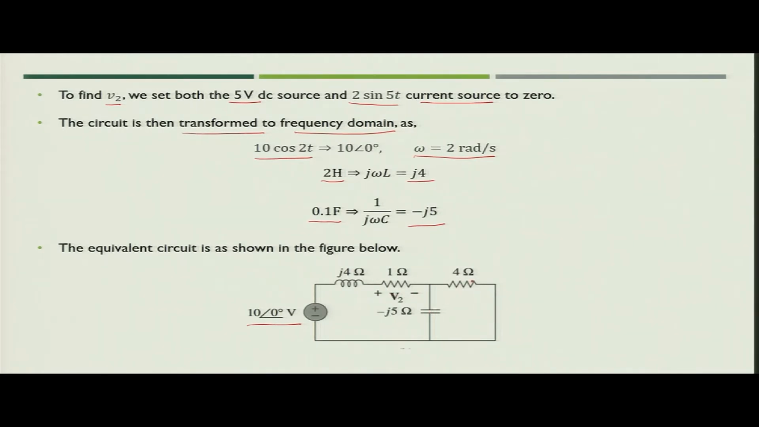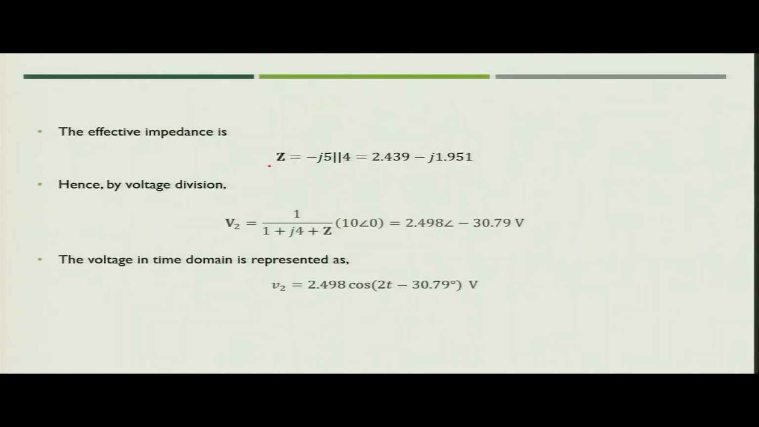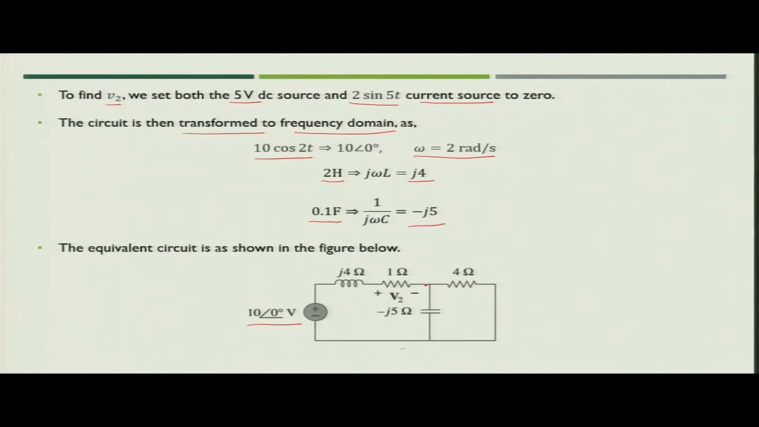Now, since these two elements are in parallel, so you can take the parallel combination of these two elements and you can find out the impedance. So, what is the impedance Z? So, in this case minus J5 in parallel with 4. So, when you solve, you get the impedance as 2.439 minus J 1.951. Now, you have found this value, we need to find out the voltage across 1 ohm resistance. So, you can simply utilize the voltage division method and find the value of voltage V2.